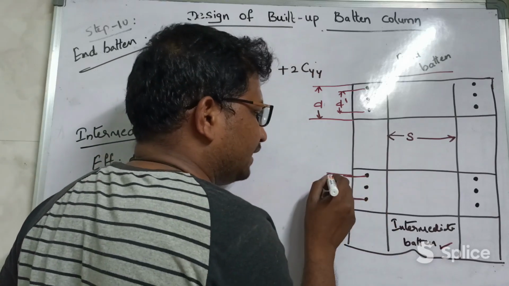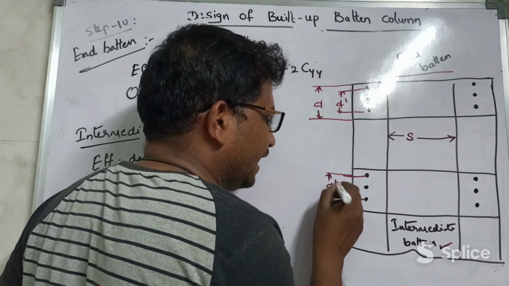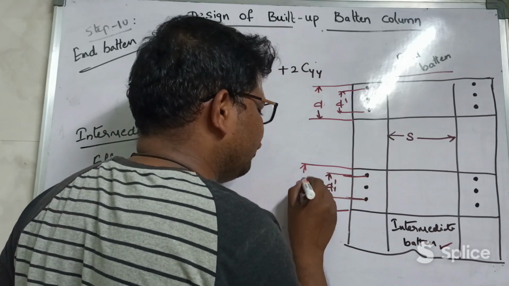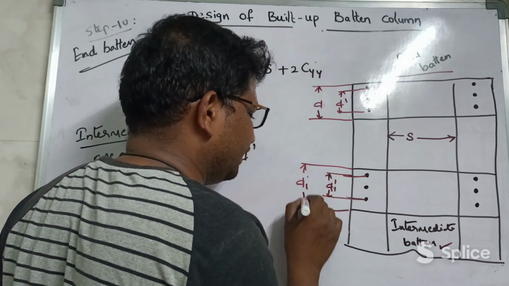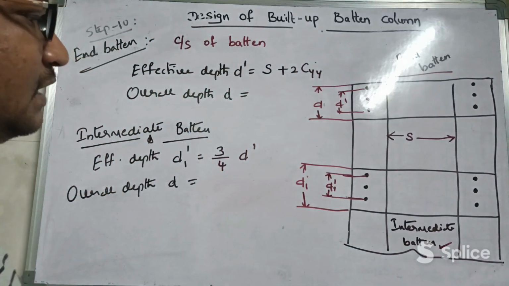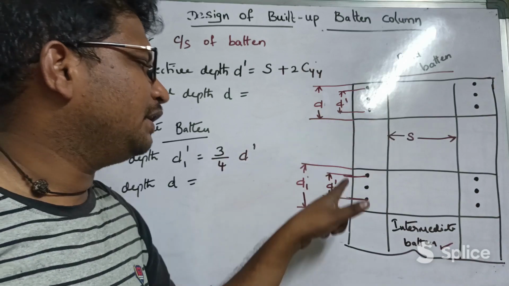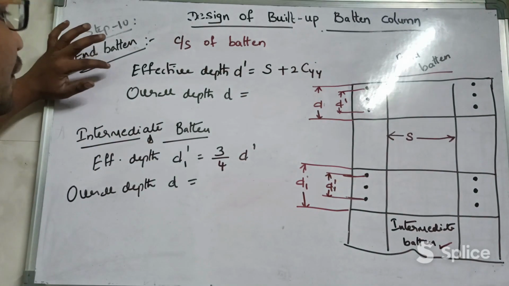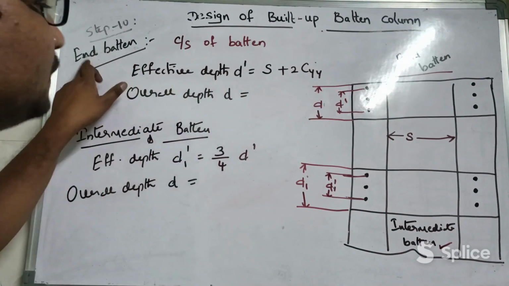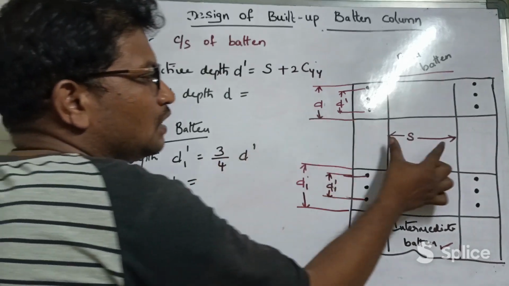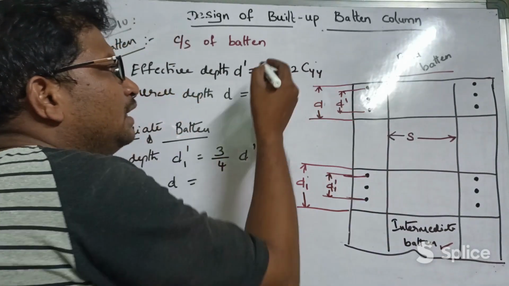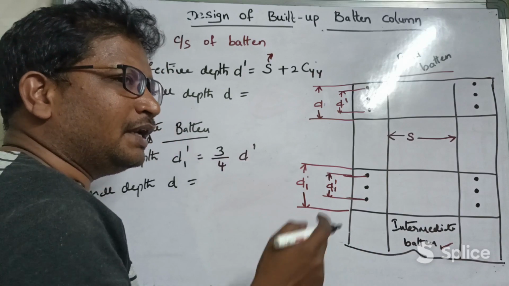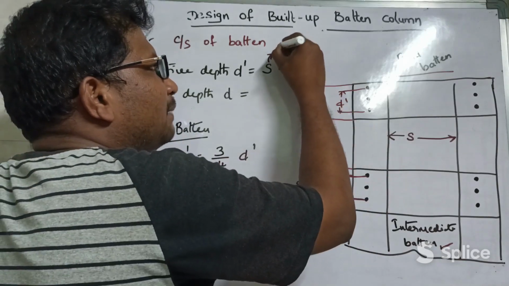Effective depth of intermediate batten can be denoted by D1 dash. Similarly, overall depth of intermediate batten is D1. Okay, these are the effective depths, these are the overall depths. Now, effective depth of end batten is equal to S plus 2CYY. Here S is the spacing between two sections. We already determined this value from step number 8.